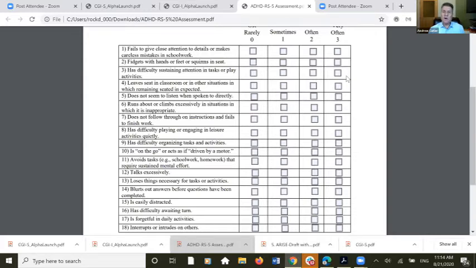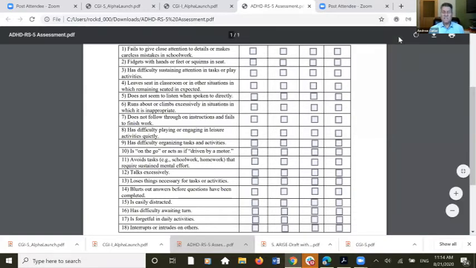Now, you'll notice there are 18 items on this rating scale, and these are essentially the 18 symptoms of ADHD that are used to make the diagnosis in the DSM-5. You'll also see that there are 9 inattentive symptoms and 9 hyperactive impulsive symptoms. In this particular version of the ADHD RS5, the symptoms alternate.